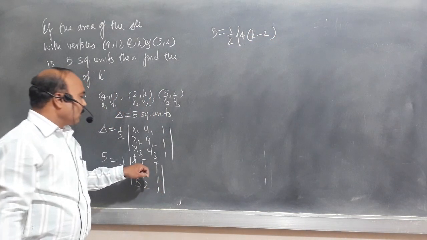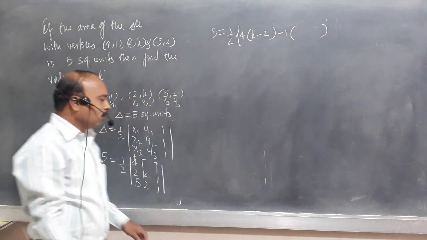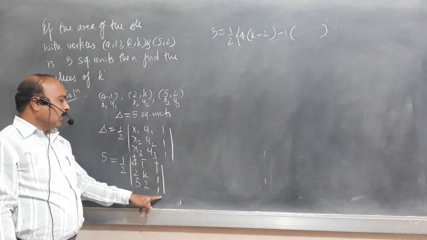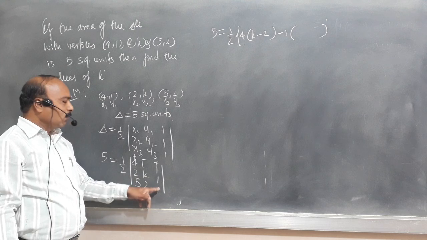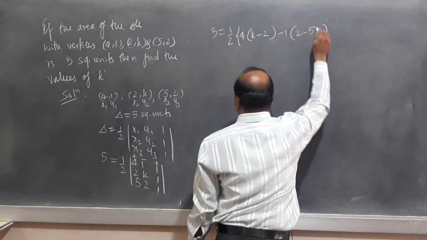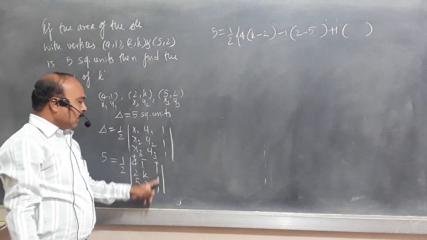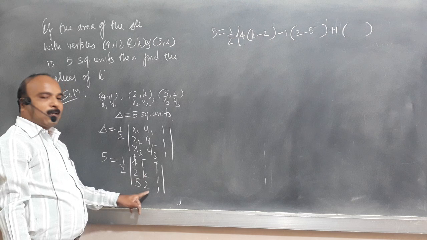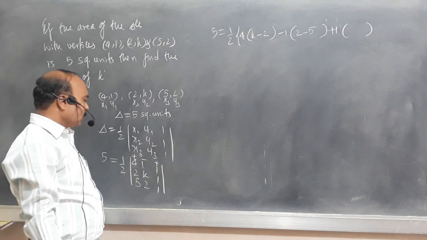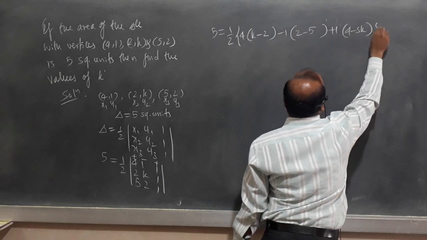Next, 1 with minus sign, that is minus 1 into the determinant value. Deleting this column and this row, we get 2, 1, 5, 1. So the answer is 2 into 1 is 2, minus 1 into 5 is 5. That is 2 minus 5. Plus 1 into the determinant. Deleting this column and this row, we get 2k, 5, 2. The result is 2 into 2 is 4, minus 5 into k is 5k. That is 4 minus 5k.